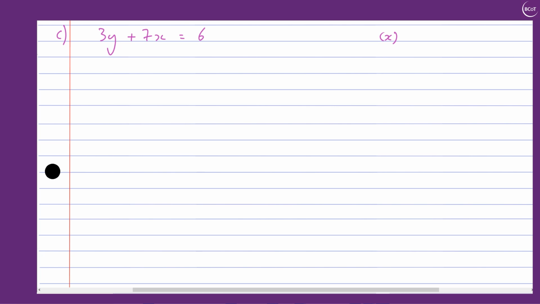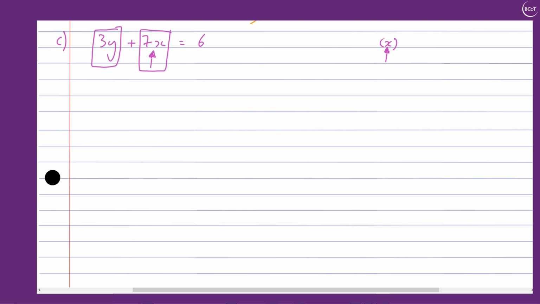Next, we've got 3y plus 7x equals 6. We want to get x on its own. We want to make x the subject. So the first thing we want to do is try and get the x term. This is the x term, like 7x. We want to try and get that on its own. So we've got one term here, 3y, added to another term here, 7x, and that's equal to 6. And because we've got something plus something else, it's an addition. So we can take the 3y, move it over to the other side.